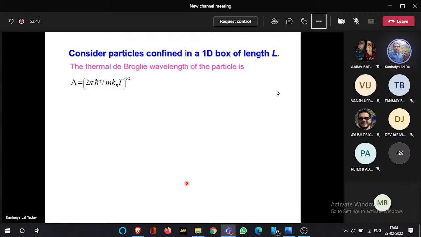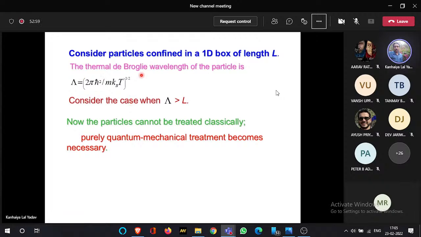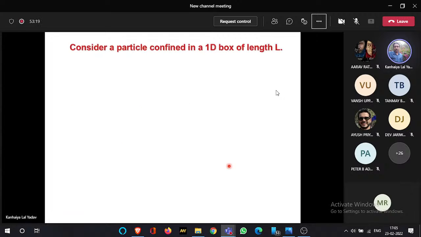And why does this behavior change at smaller scale? If the thermal de Broglie wavelength is larger than the size of the particle, then this type of behavior is observed. The thermal de Broglie wavelength of the particle is given by this formula, and you see here, the temperature is there. Consider a case when the thermal de Broglie wavelength is larger than the size. Now the particle cannot be treated classically, and purely quantum mechanical treatment becomes necessary.